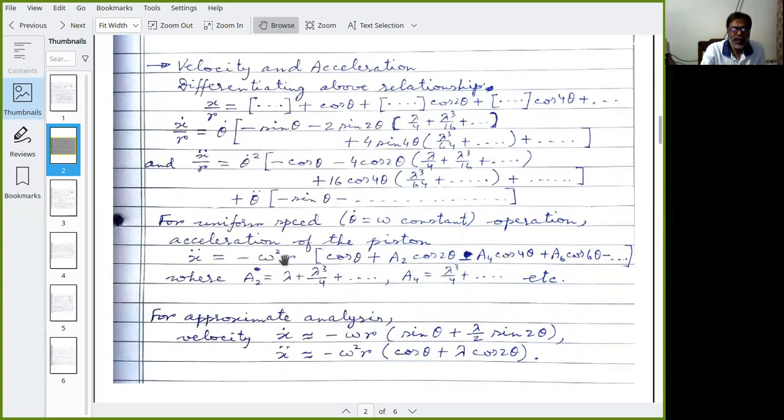And from here, this term and just this term. So A2 turns out to be just that. For approximate analysis, this much is enough. For more accurate analysis, you can take one or two more terms. Once the acceleration relationships are settled, you see x double dot, the piston acceleration, is expressed in terms of the crank speed, the crank angular velocity, because the crank's angular acceleration is zero for uniform speed.